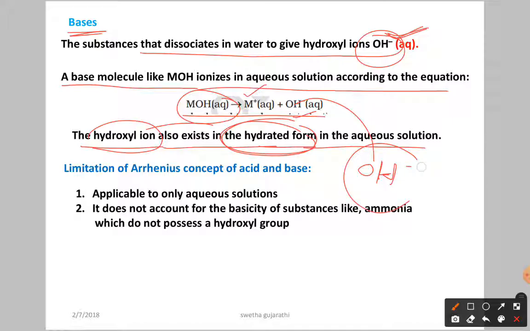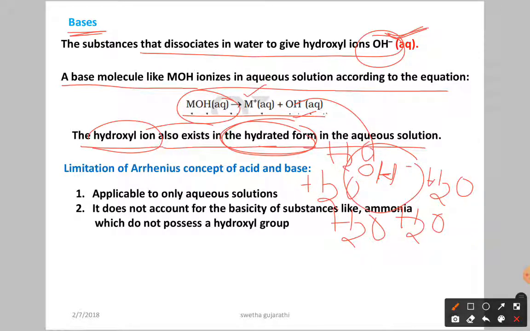Around this, water molecules are going to surround it. That is called a hydrated ion. Is it clear now? So here also OH minus is not going to stay as a single ion; it is going to be surrounded by water molecules, and that is called the hydrated form.